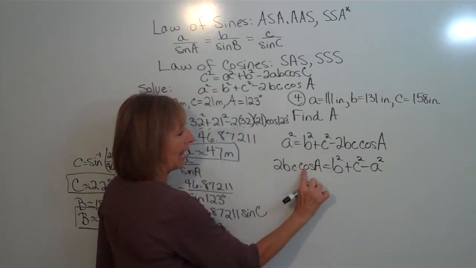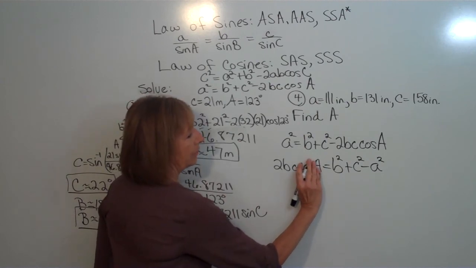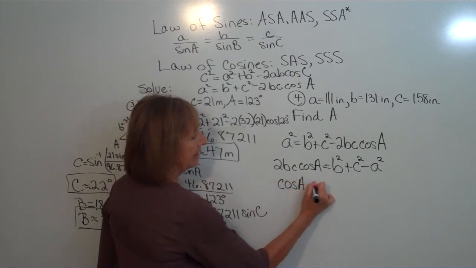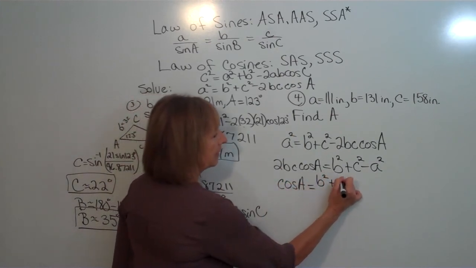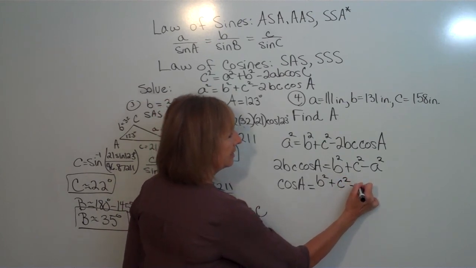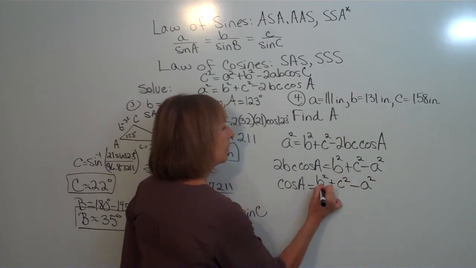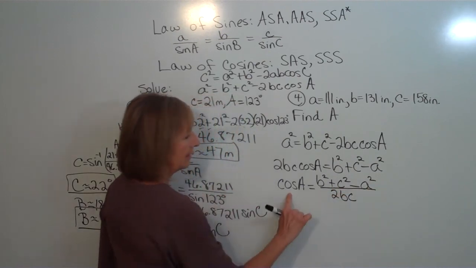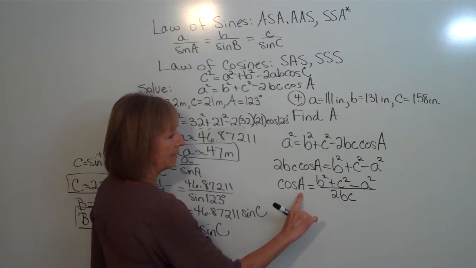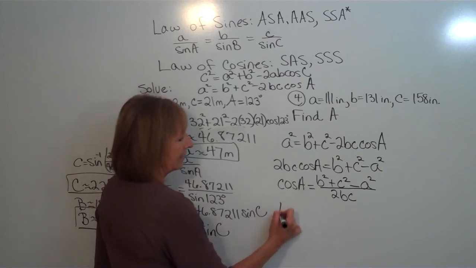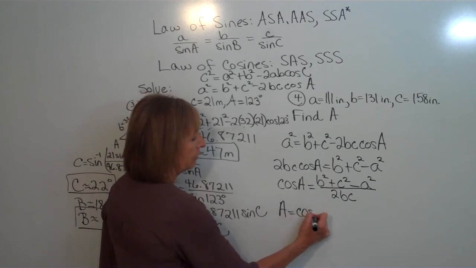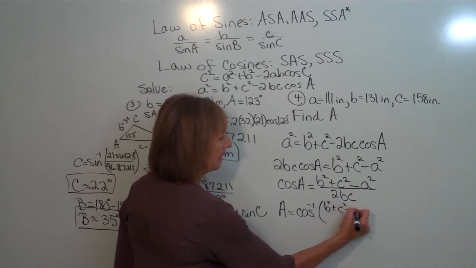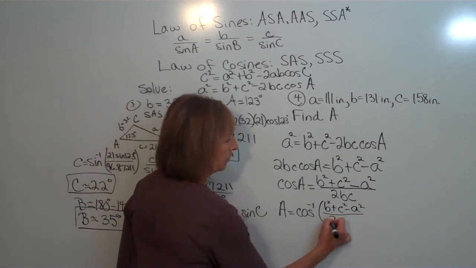Now, you're trying to get at angle A, and the cosine is acting on angle A. So now you want to divide both sides by 2bc. So cosine A is equal to b squared plus c squared minus a squared over 2bc, to get the cosine of A on a side by itself. And then I want to find A. So A is equal to the inverse cosine of b squared plus c squared minus a squared over 2bc.